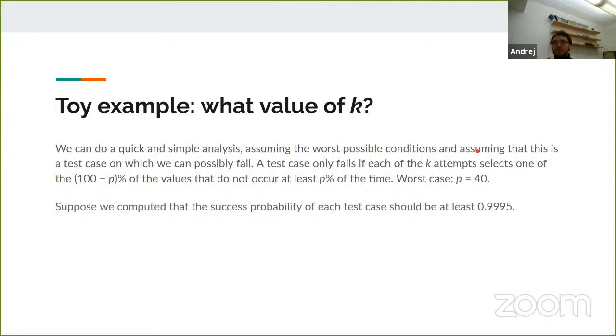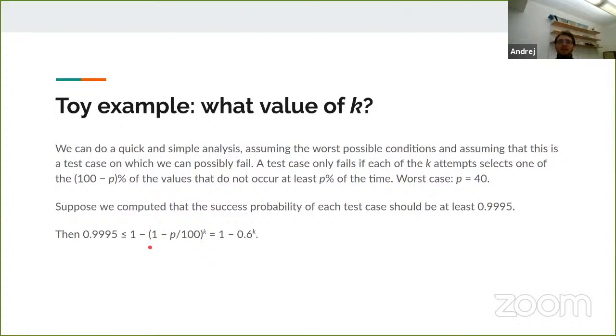Suppose now that we computed that the success probability in each test case should be at least 0.995. And I believe I came up with this number by saying that there are 100 test cases and you want something like 0.9 probability of passing all of them. So what we want is the probability of passing all the test cases to be at least 0.995. And this probability is just 1 minus the probability of failure.